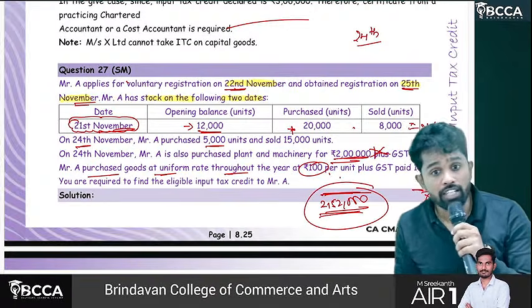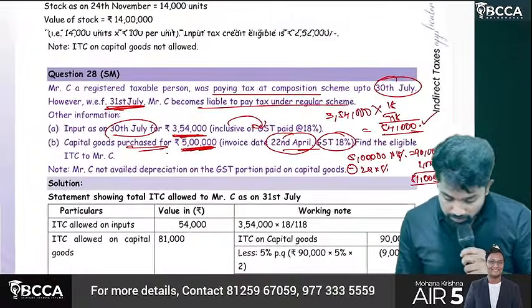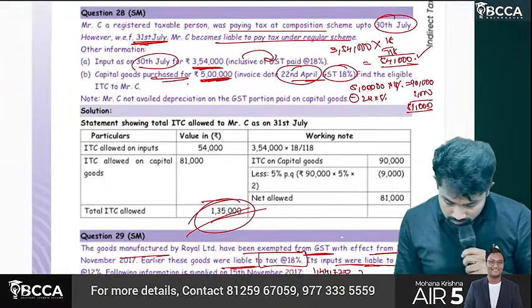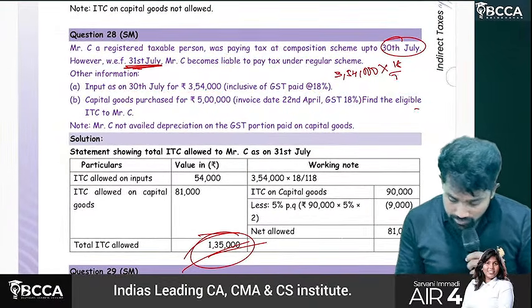So the ITC available is about 2 lakhs, so what has to be done? A certificate from a practicing CA or CMA has to be obtained. Okay, then 28 also we'll see, sir. Then this is the last question from ITC.